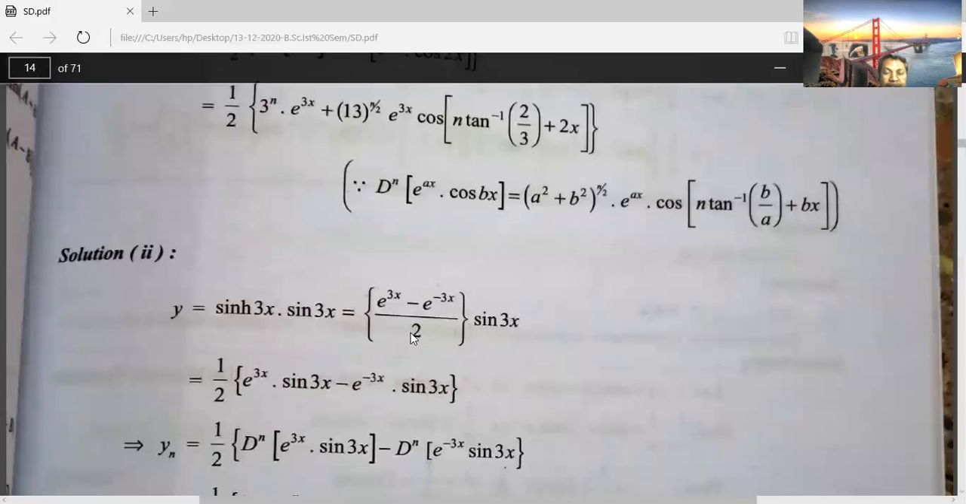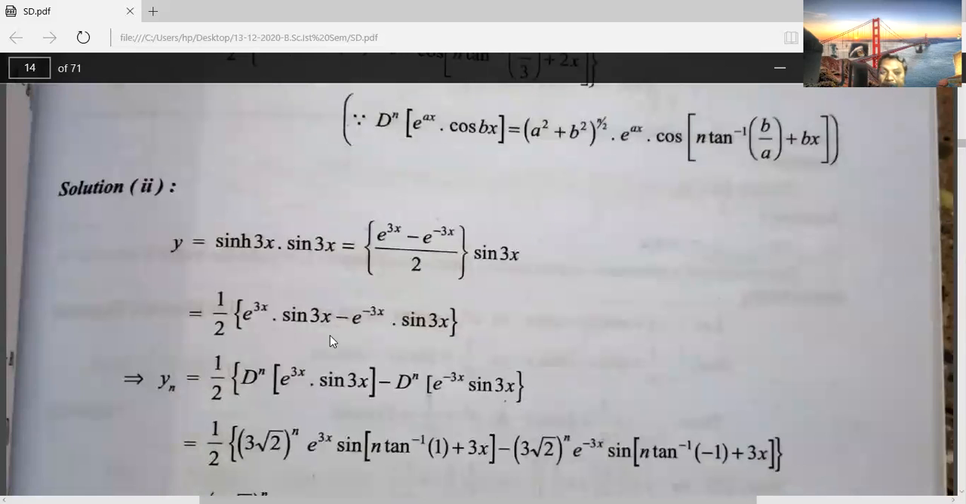Here, the next problem, y equal to sine hyperbolic 3x into sine 3x. Already you know hyperbolic functions, that is h we are getting here. By using the definition of the hyperbolic function, you can write in terms of exponential: e to the power x minus e to the power minus x by 2 is equal to sine hyperbolic x. Replace x by 3x so that you will get this. Okay. Now into sine 3x is there. Now 1 by 2 you can take as common. Now here sine 3x, open the bracket and write.